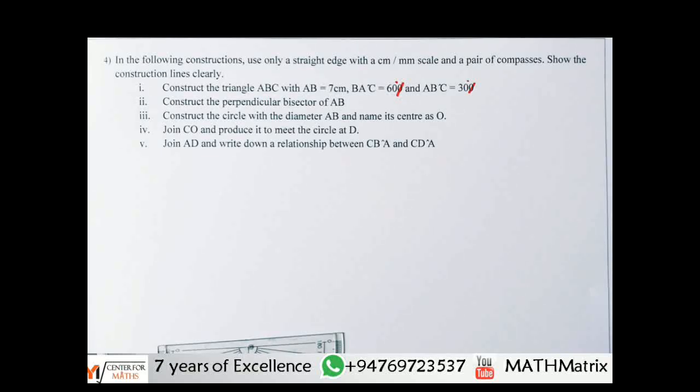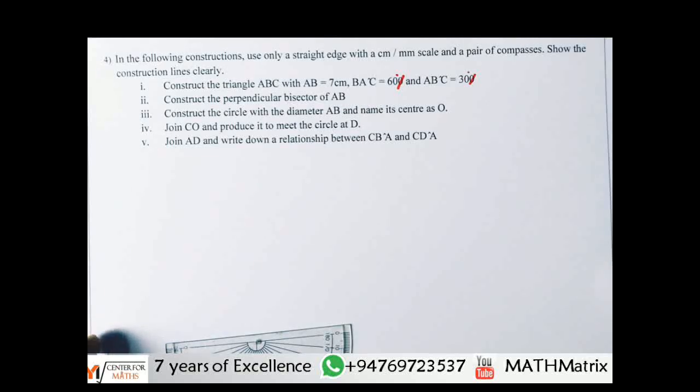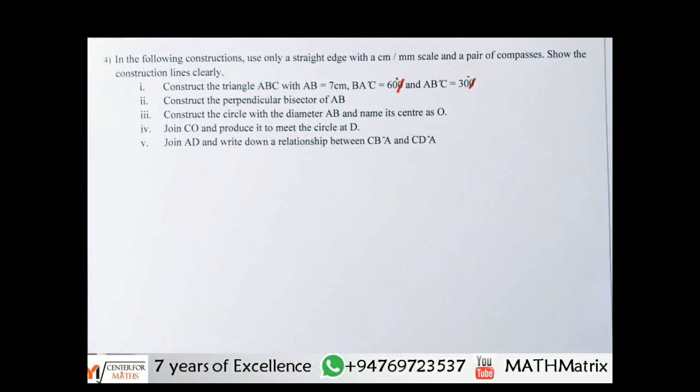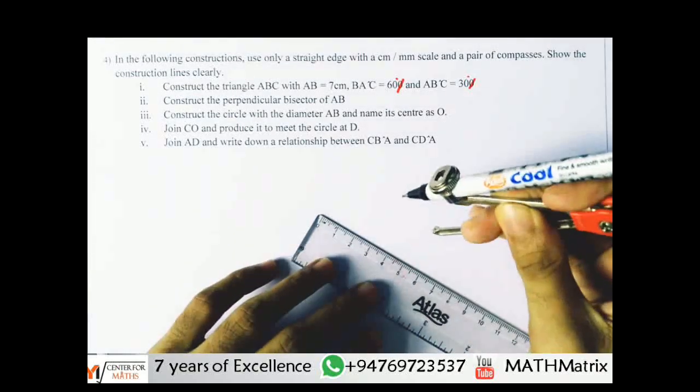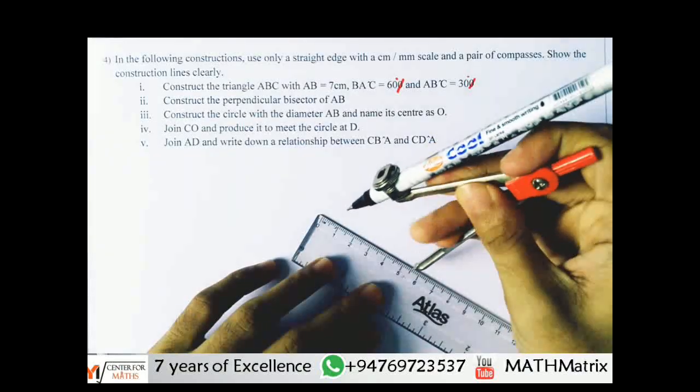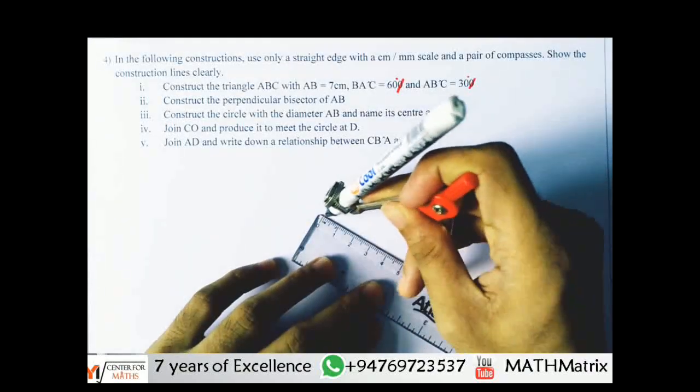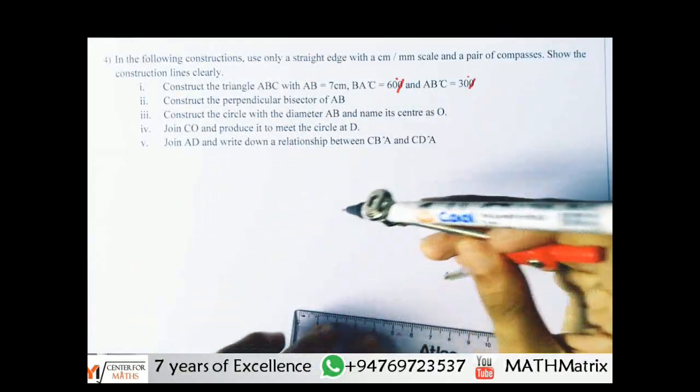So right guys, we are going to practice this. The fourth question. In the following construction, use only straight edge, a centimeter millimeter scale and a pair of compasses. Show the construction lines clearly. So here the first one: construct the triangle ABC with AB 7 centimeter, angle BAC 60 and angle ABC 30. So first of all, what we have to do? Yes, we have to construct the length AB. So I am taking the length as 7 centimeter.